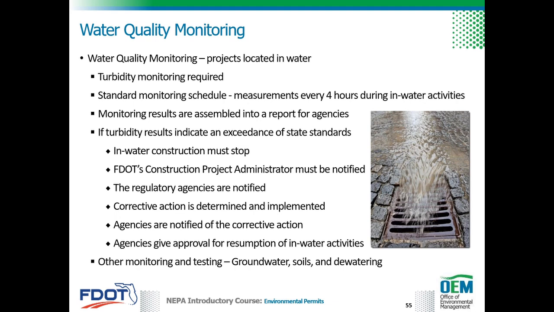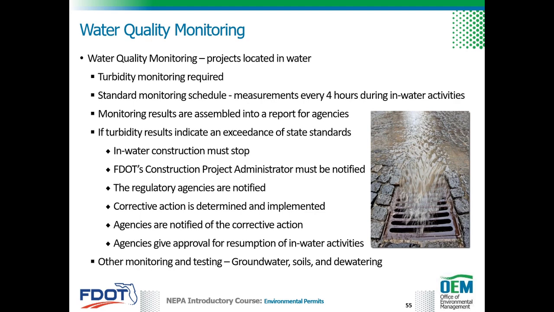If turbidity results indicate an exceedance of state standards, the following actions are usually required by ERP permit conditions. In-water construction must stop. FDOT's construction project administrator must be notified. The regulatory agencies are notified by the contractor. Corrective action is determined and implemented, and agencies are notified of the corrective action. And agencies give approval for resumption of in-water activities.